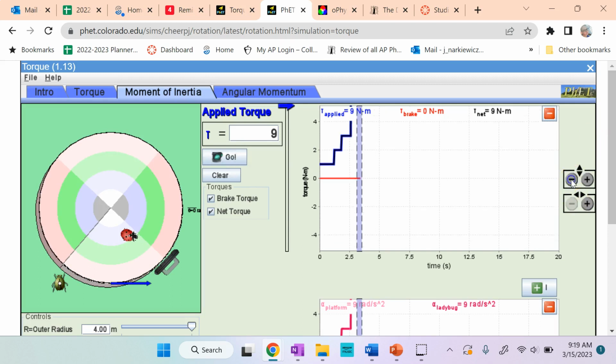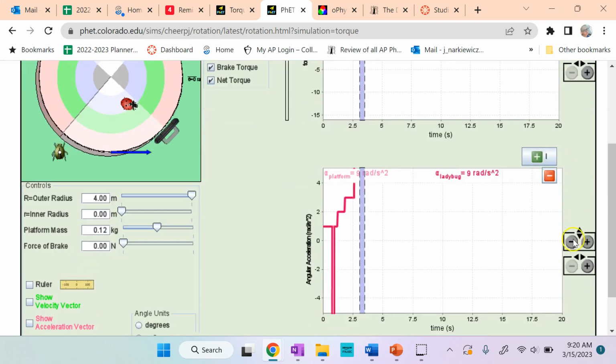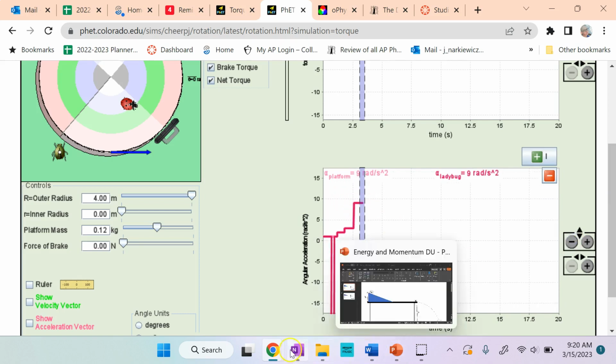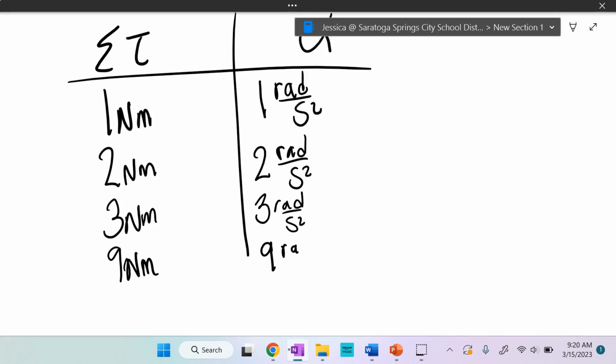Let's zoom out. I know it's written up here, but it's cool to see the graph too. So that's 9, and we can see that our acceleration is up to 9 too. So I'm pretty confident at this point that this must be a direct relationship. So I can say that the net torque is directly proportional to the angular acceleration.